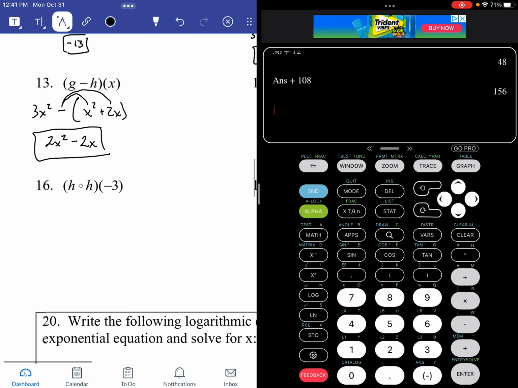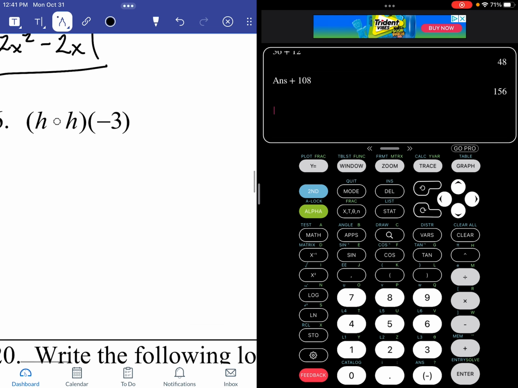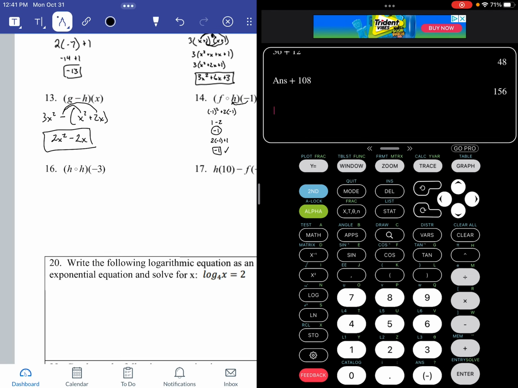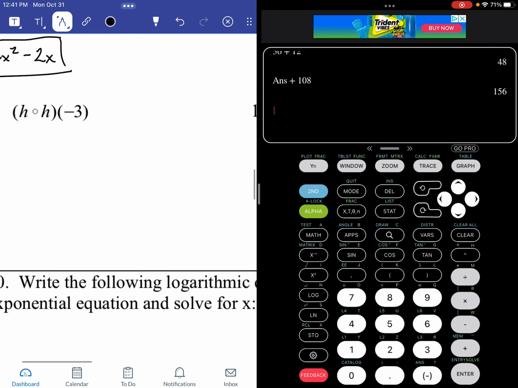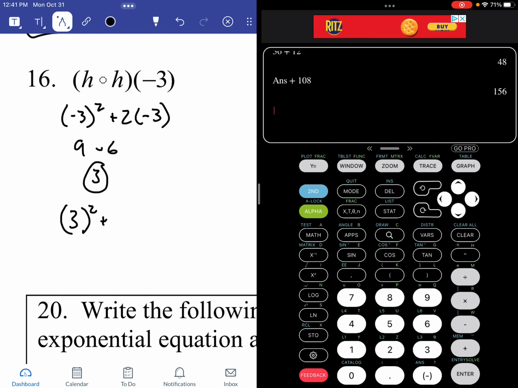All right, going over here. Same idea. I'm going to put negative 3 into the h function and then put the answer to that back into the h function again. The h function, as a reminder, is x squared plus 2x. So I have negative 3 squared plus 2 times negative 3. It's going to give me 9 minus 6, which would give me 3. I'm going to put that back into the h function again. So I'm going to have 3 squared plus 2 times 3. Again, this gives me 9 plus 6, so I'll have 15.